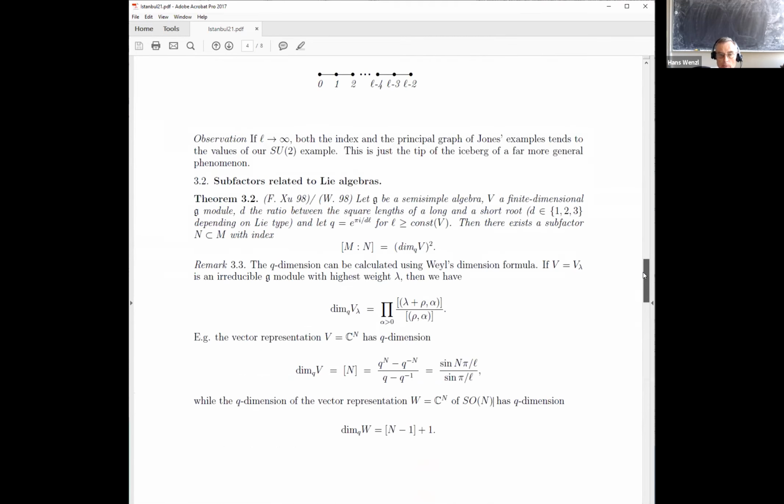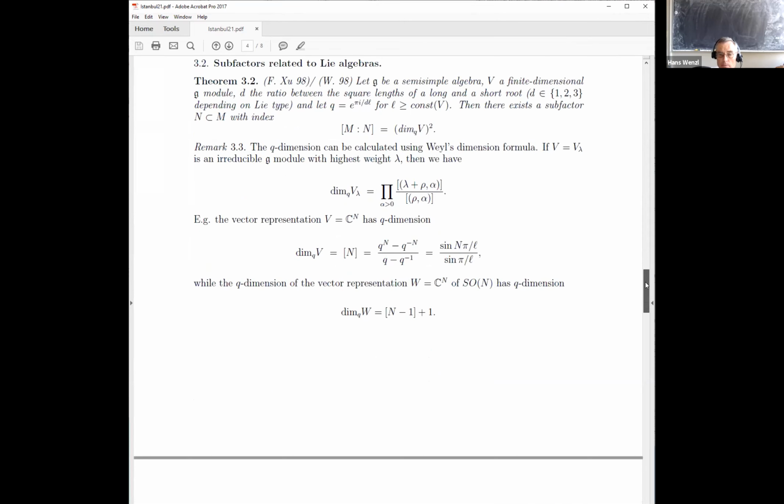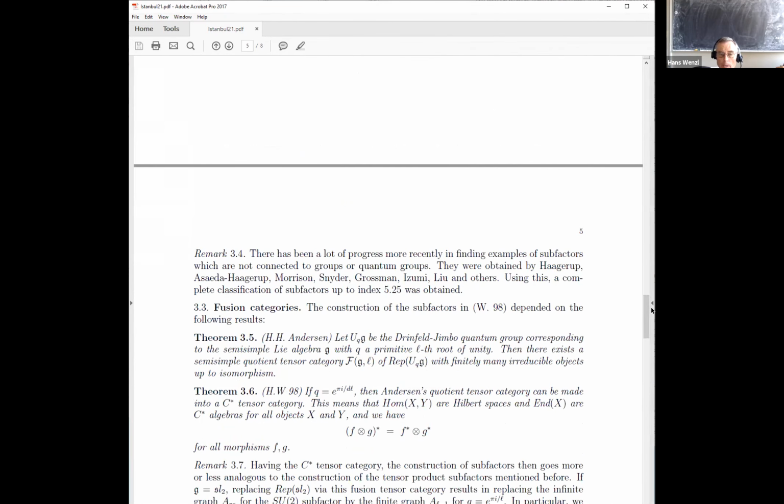So one gets a big class of examples of subfactors. Essentially, for every representation of a semisimple Lie algebra, you get an example. And maybe I should say here that these are not all examples, and probably in some sense the most interesting examples have been what are called exotic subfactors, which are not connected to groups or quantum groups. The first example was the famous Haagerup subfactor, and a lot of work has been done since by Morrison, Snyder, Grossman, Izumi, Liu, and others.